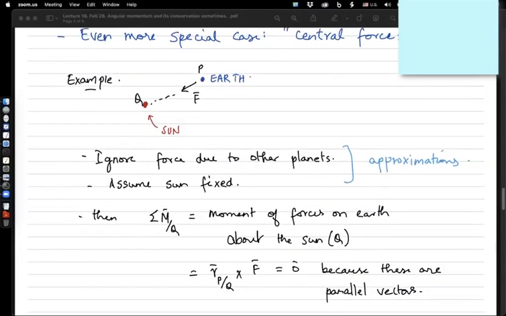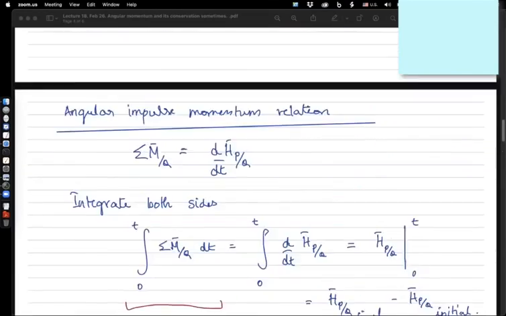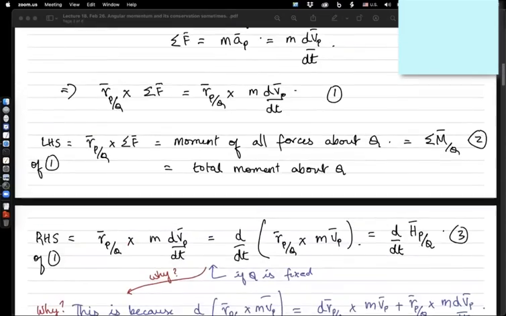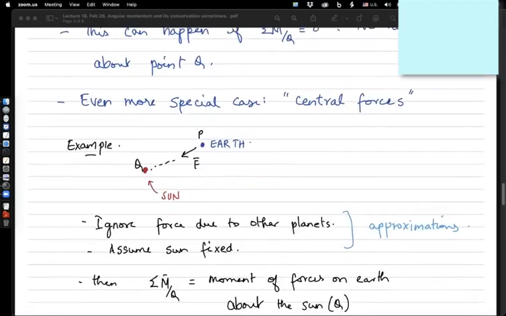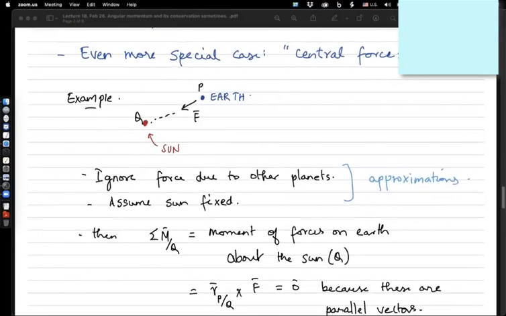Moment of forces on Earth about the sun, namely point Q, is basically R. We're just going to use the formula for moments, right? The formula for moment is just R cross F. R_P with respect to Q cross F, where Q is the point about which we're taking the moment, P is the point of application of the force, and this is the force itself. So that's it: R_P with respect to Q. P is Earth, Q is the sun, cross F, the gravitational force. And this is going to be equal to 0, because why is this 0?